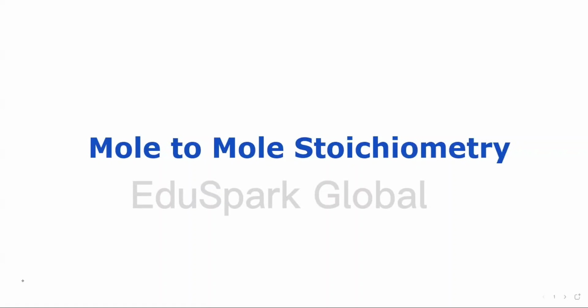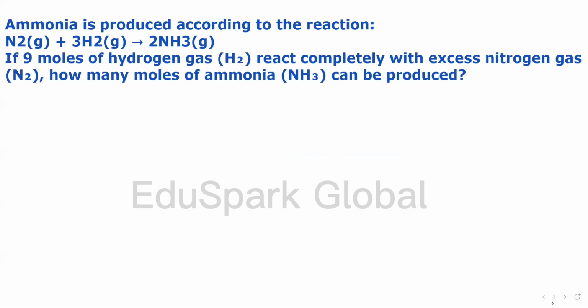In today's video, I'm going to be showing you how to solve mole-to-mole stoichiometry. The first question I have here says, ammonia is produced according to the following reaction. If 9 moles of hydrogen gas reacts completely with excess nitrogen gas, how many moles of ammonia can be produced?